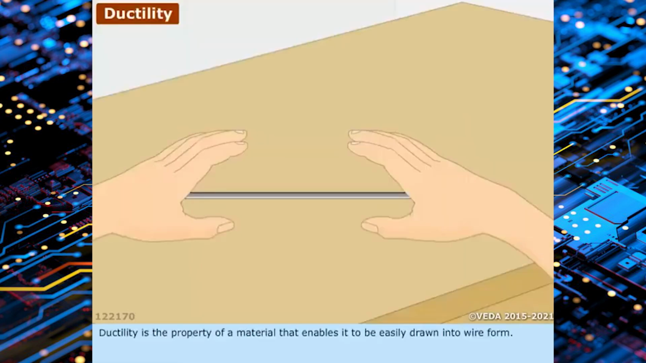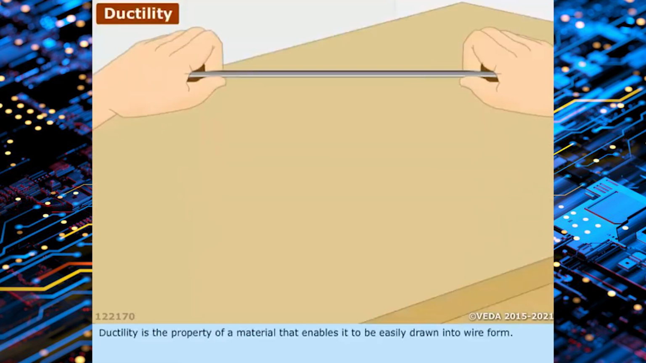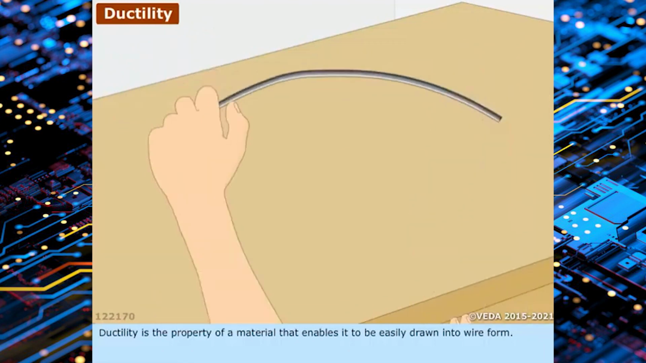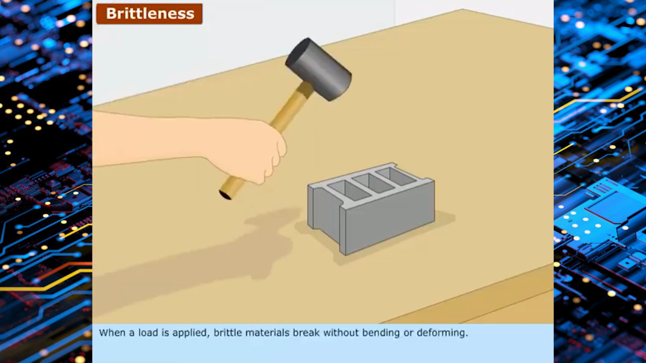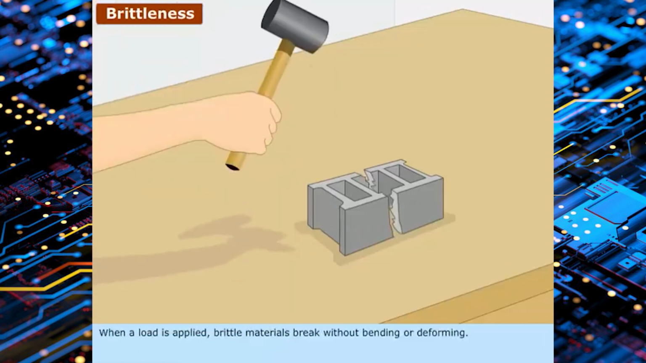Ductility is the property of a material that enables it to be easily drawn into wire form. Brittleness is defined as lack of ductility. When a load is applied, brittle materials break without bending or deforming.